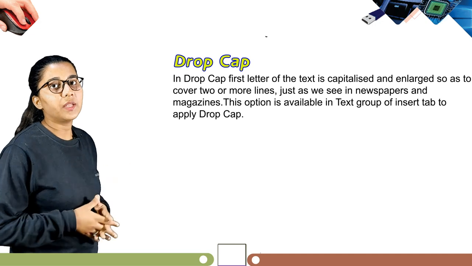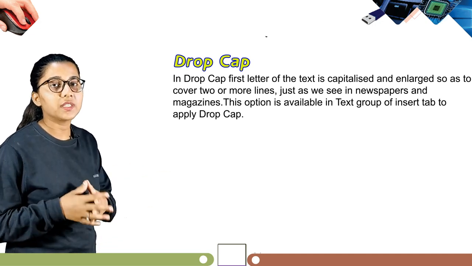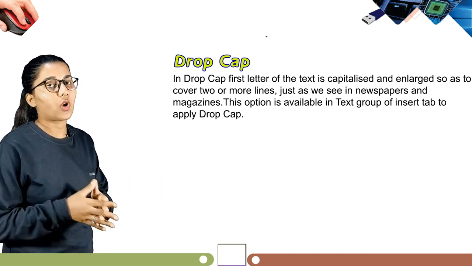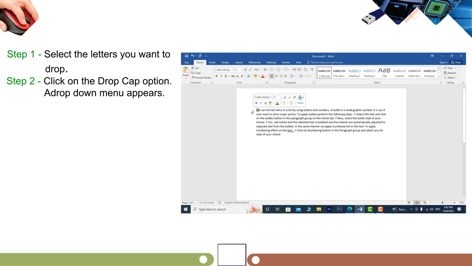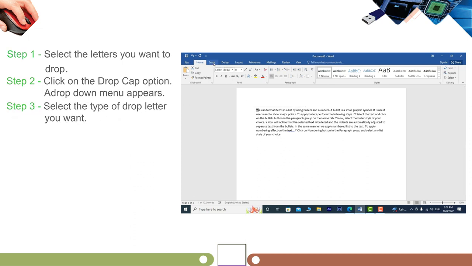This option is available in the text group of the insert tab. To apply drop cap, step 1, select the letter you want to drop. Step 2, click on the drop cap option. A drop down menu will appear. Step 3, select the type of drop letter you want.